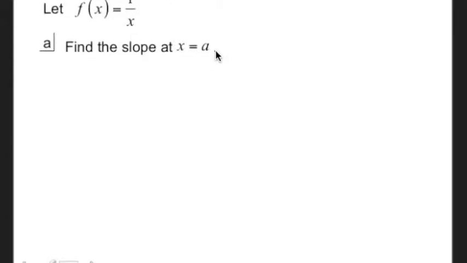So we start with the definition of the slope of a curve at a point, and that is the limit as h goes to 0 of the function at a plus h minus the function at a, over h. So let's set up the expression for the function value at a plus h. We know that the function is 1 over x. So if x is a plus h, the value is 1 over a plus h. And then the function value at a is 1 over a.